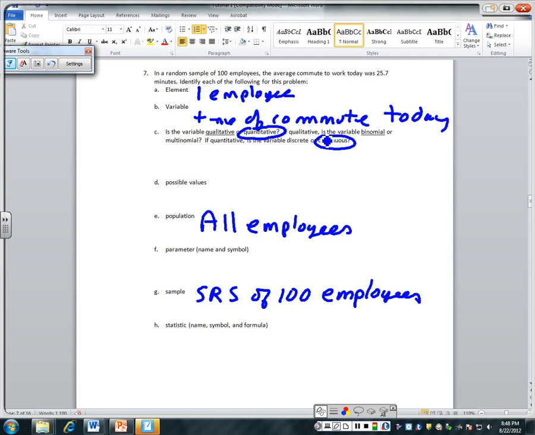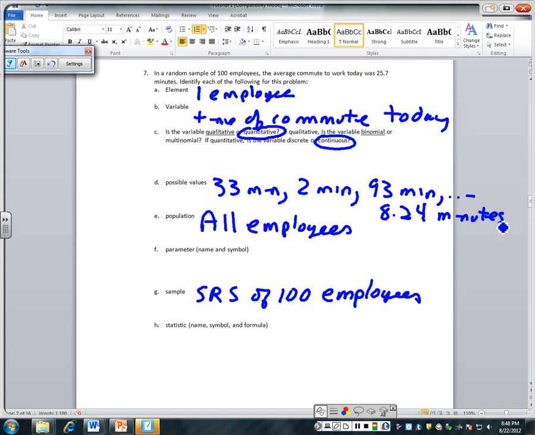You're not just counting commutes. It's, did it take maybe 33 minutes, 2 minutes, 93 minutes, and so on. Yeah, I could put, by the way, if I were measuring it, 8.24 minutes. So at least if you measure it finely enough, the variable here could take on any number in the range of possible values. The parameter, so quantitative variable, so we're looking at population mean mu.